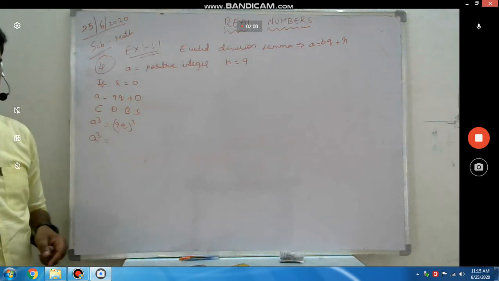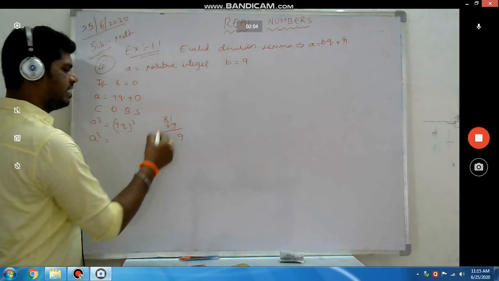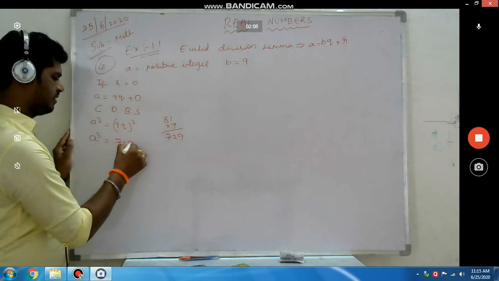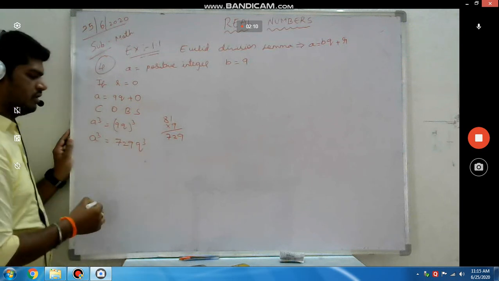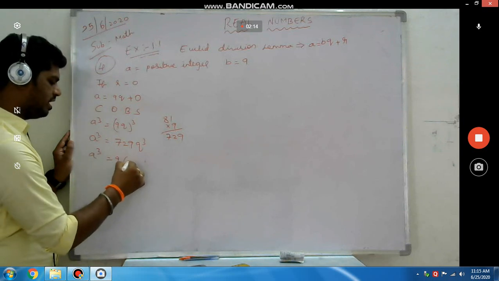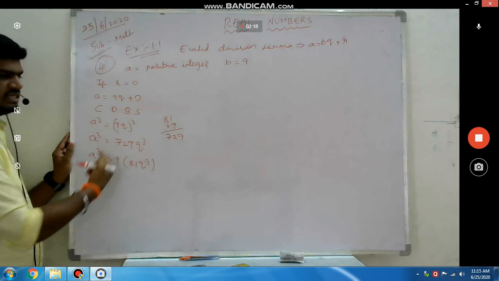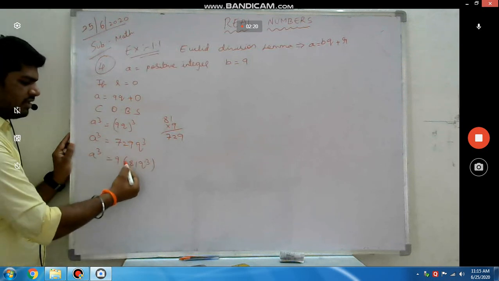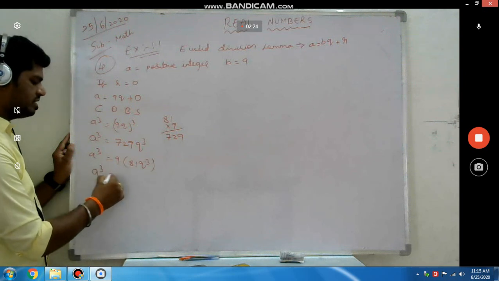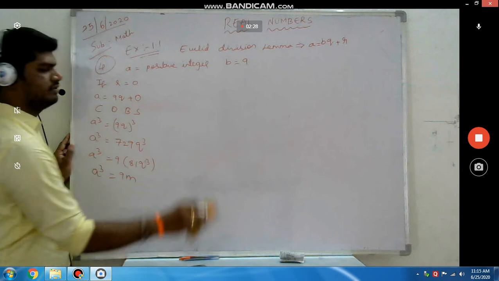9 square is 81, 81 9s are 729, so 9 cube is 729. So I am writing this 729 as a cube equals 9 into 81 q cube, because 9 into 81 gives 729. This 81 q cube I am replacing with a new letter, m. So a cube is equal to 9m. This is case 1 completed.